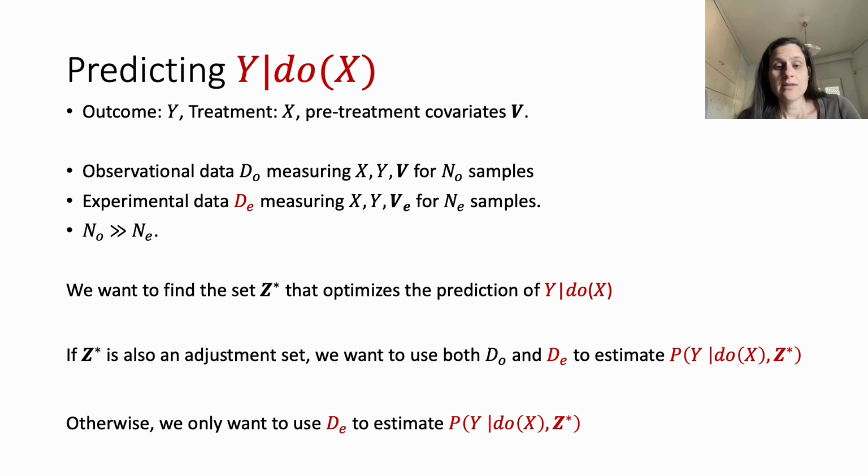The idea that we had is that if we knew that the probability of y given do of x comma z prime was identifiable from observational data, so if z prime was an adjustment set, then we want to use both the observational and the experimental data to improve our estimate of y given do of x comma z prime. Otherwise, we only want to use the experimental data in this estimation. But how do we know if z is an adjustment set or not?